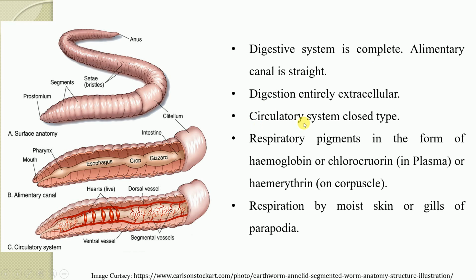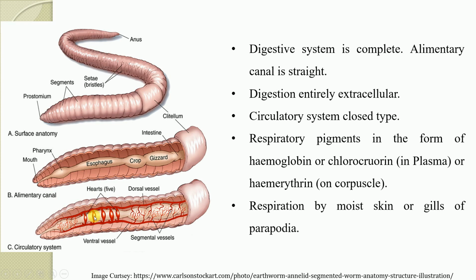So extracellular digestion is the mode of digestion among annelid organisms. Then the circulatory system is a closed type. Now what exactly is the closed type system? Another feature of these annelid organisms is that during the course of development, they are the first group of animals to have developed a closed circulatory system. Closed circulatory system means, here you can see, there are two major vessels, one located on the dorsal side and one on the ventral side, which are commonly known as the dorsal vessel and ventral vessel respectively.